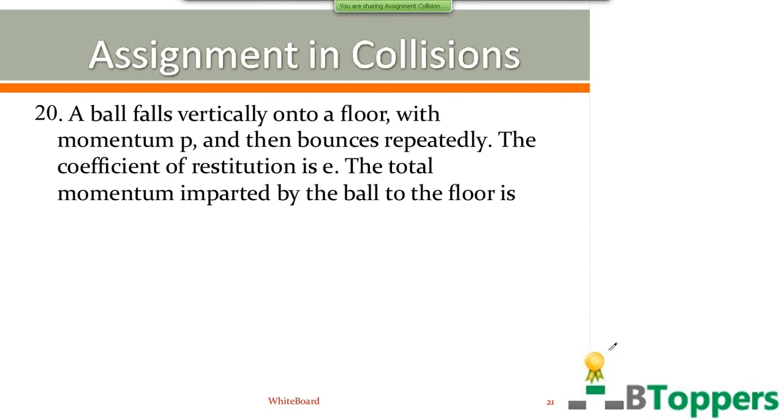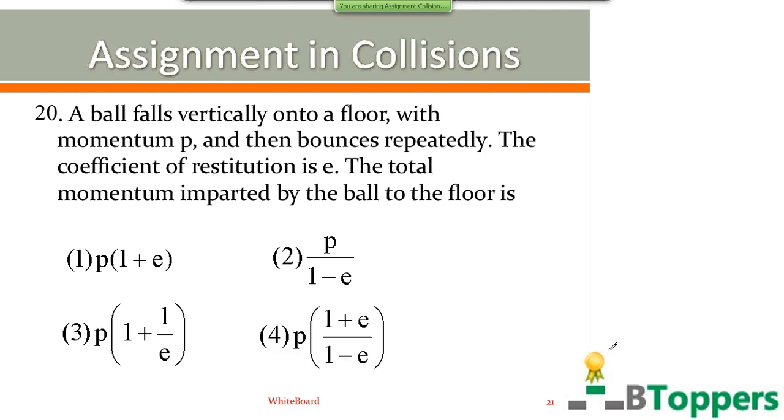A ball falls vertically onto a floor with momentum P and then bounces repeatedly. The coefficient of restitution is E. The total momentum imparted by the ball to the floor is... They are given 4 options in terms of P and E. This question I have discussed already in one separate class.